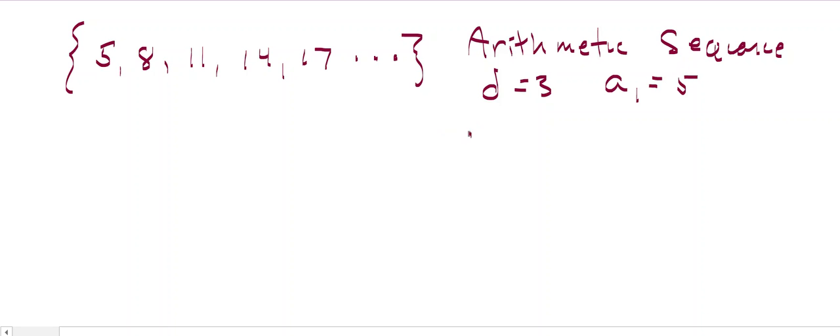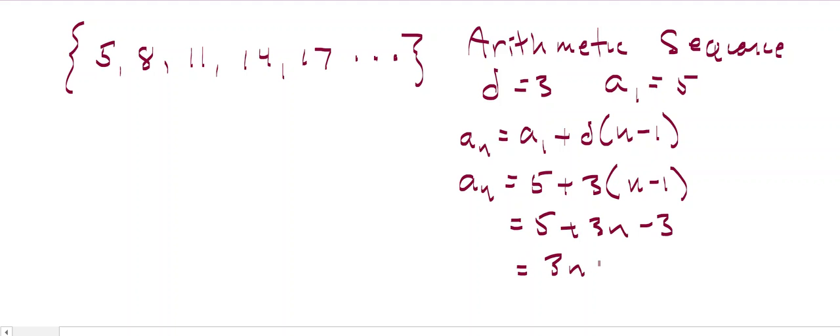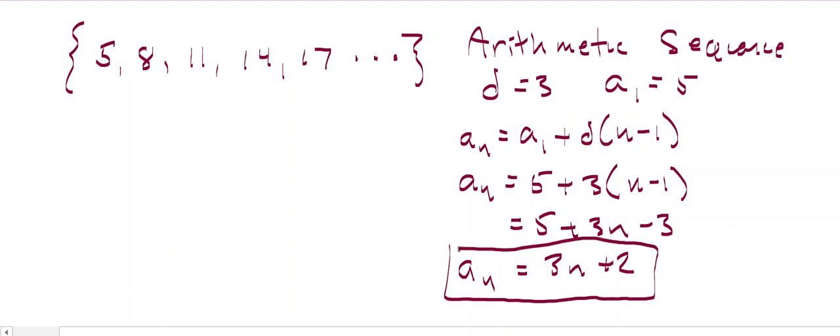From there, the general form of an arithmetic sequence is a sub 1 plus the common difference times n minus 1. So just plugging these things in, we have a sub n is equal to the initial term 5 plus the common difference 3 times n minus 1. And then simplifying it: 5 plus 3n minus 3, or 3n plus 2. So that would be the nth term, or the general form of this sequence.